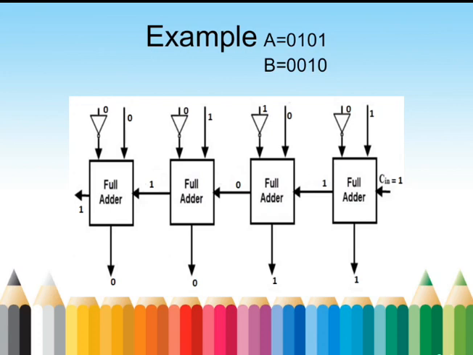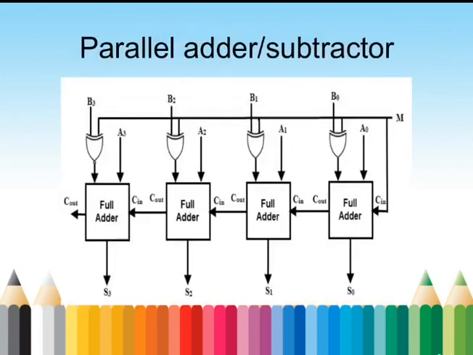In the same way, we may implement both parallel adder and subtractor in a single circuit. That is the parallel adder cum subtractor. In this parallel adder cum subtractor, all components are the same with one special parameter, that is m. This m decides whether the circuit is operated as a parallel adder or a parallel subtractor.